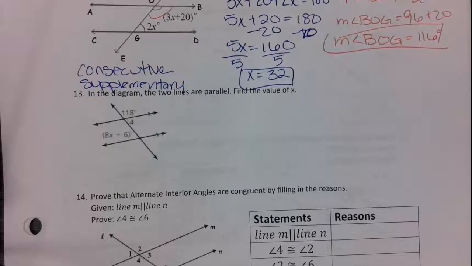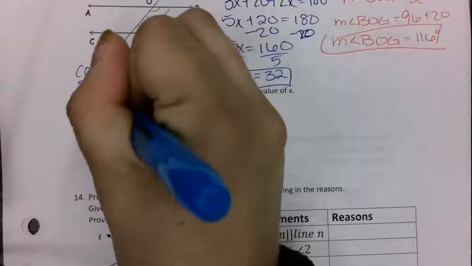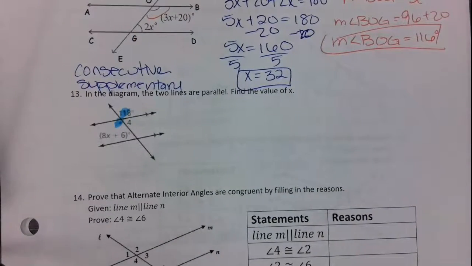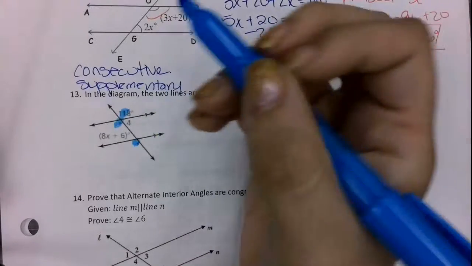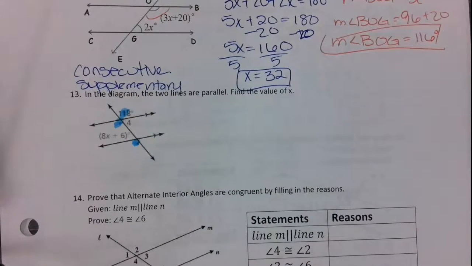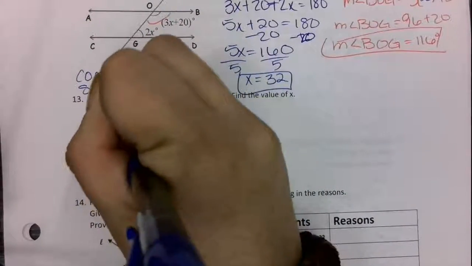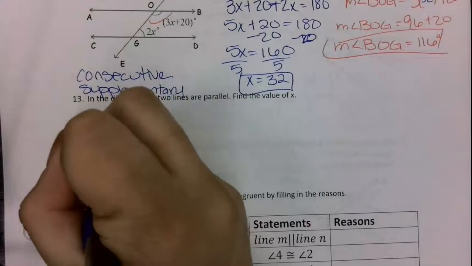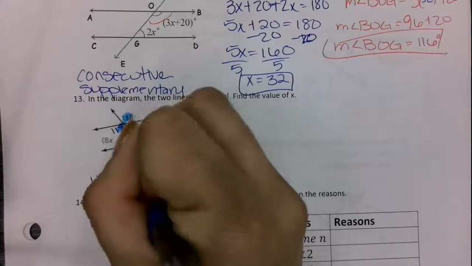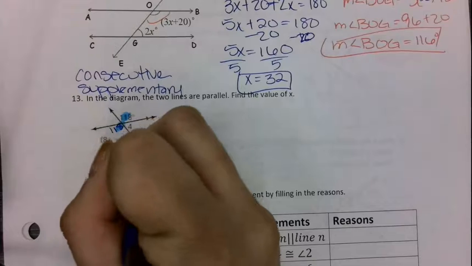Number 3 is telling me that the two lines are parallel and then I need to find the value of x. So if they're parallel, these two are congruent by corresponding, and not corresponding, by vertical, and then this is corresponding. So I'm going to go and fill in my diagram with 118s because all those are the same. This one is not the same, so they are a linear pair, and they are going to be supplementary.